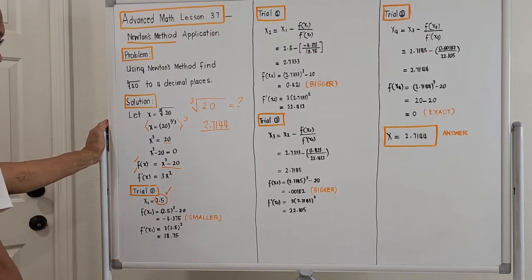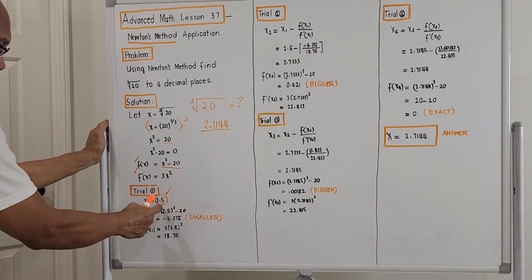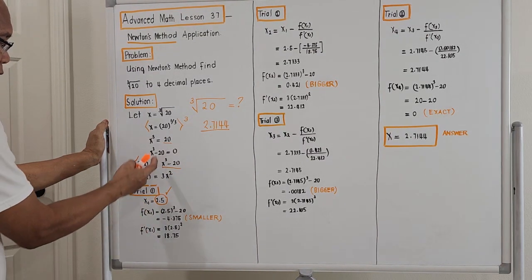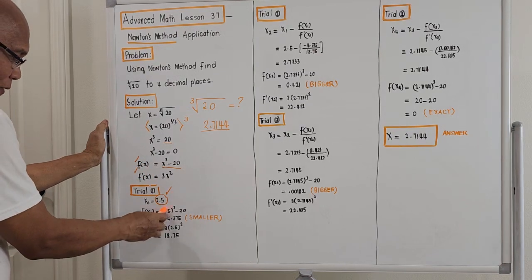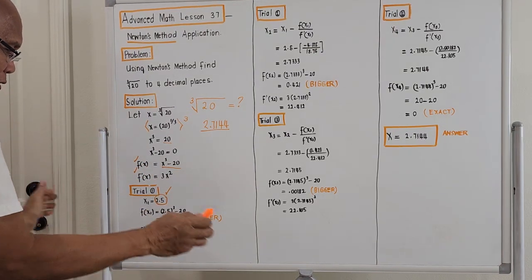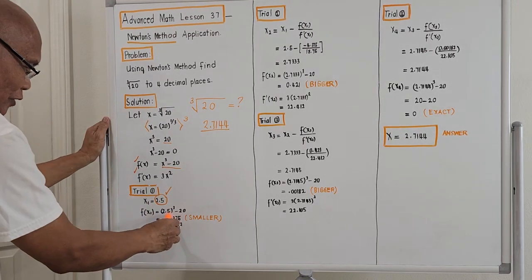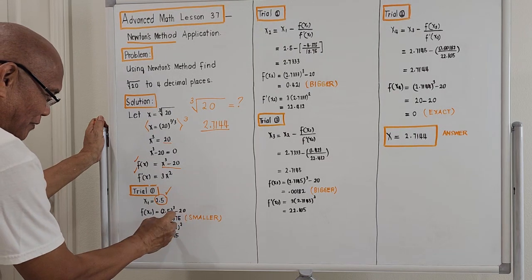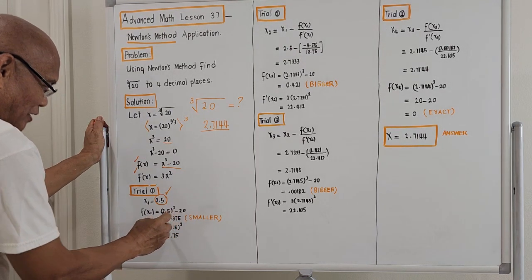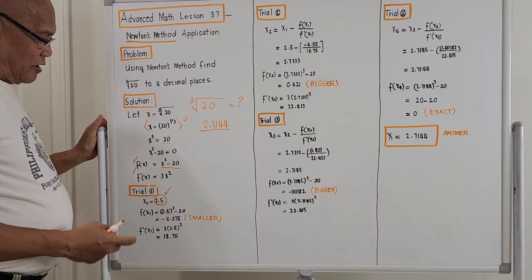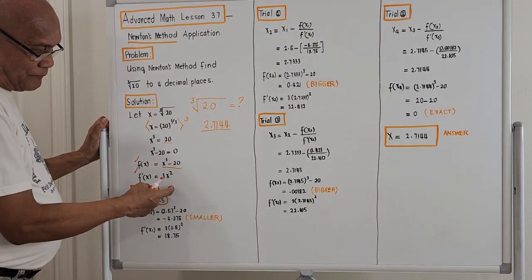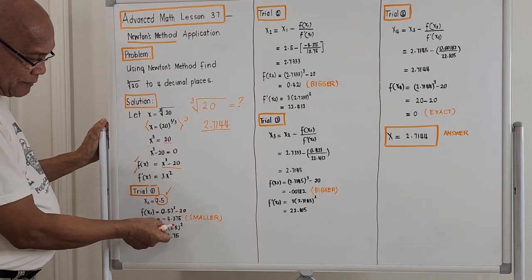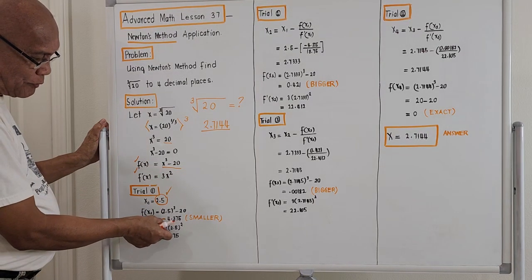Function of x1 now. Let's check if 2.5 is correct. Function of x1, we'll use this one here: 2.5 cubed minus 20. What comes out? If we simplify this, this is negative 0.4375, negative. There's a negative sign over here. Meaning, if we place x1 to be 2.5, after the subtraction using function of x, what comes out is negative 0.4375.